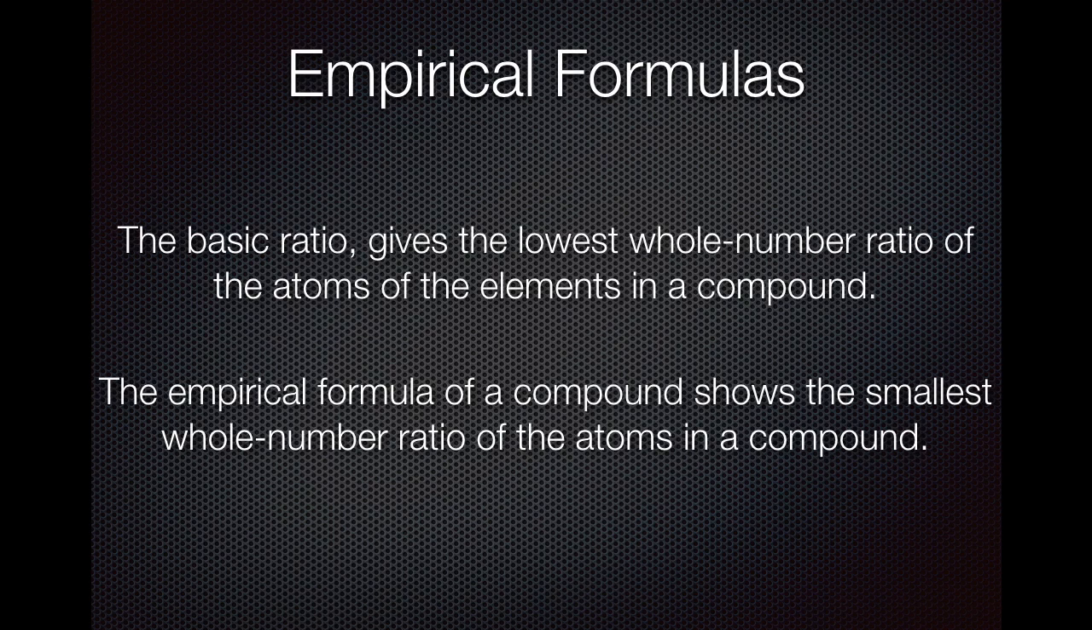Well, it is the basic ratio that gives you the lowest whole number ratio of the atoms of the elements in that compound. The empirical formula of a compound shows the smallest whole number ratio of the atoms in a compound. So I want you guys to write down this definition. If it's too small up in the screen, you should have your books open to section 3, and you should be able to find the definition of empirical formula there.